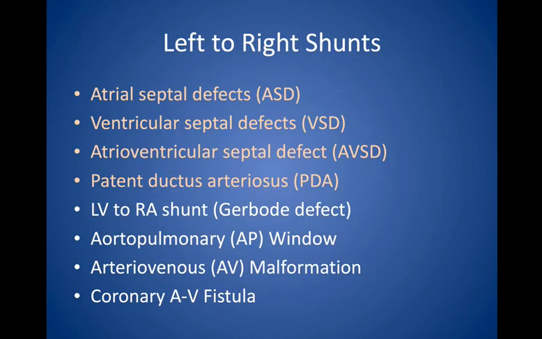So what are all the different types of left to right shunts? There are many ways systemic blood flow can bypass the body and enter the venous system. When we talk about intracardiac shunts, these are your ASDs, VSDs, and AVSDs, and then as we move to the extracardiac ones, your PDA, your AP window, and AV malformations as well. And then the two other ones I skipped: the LV to RA shunt is a special shunt called a Gerbode defect, which again is a left to right shunt. And then you can also see coronary AV fistulas.